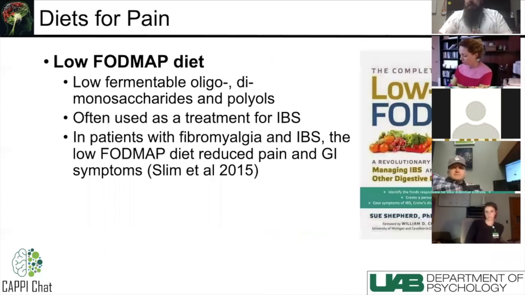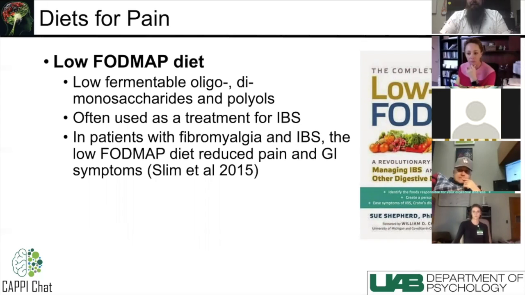Now, another diet that people use from time to time is the low FODMAP diet. FODMAP stands for fermentable oligo, di, and monosaccharides and polyols, which is why they call it a FODMAP diet, because nobody wants to say that. This is a diet that is focused on reducing the sort of food compounds that do ferment and can cause inflammation and GI issues. It is a diet that's often used as a treatment for irritable bowel syndrome or IBS.